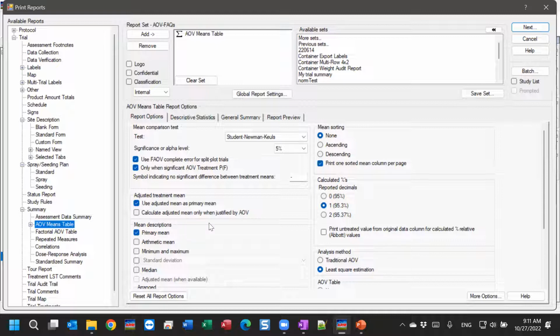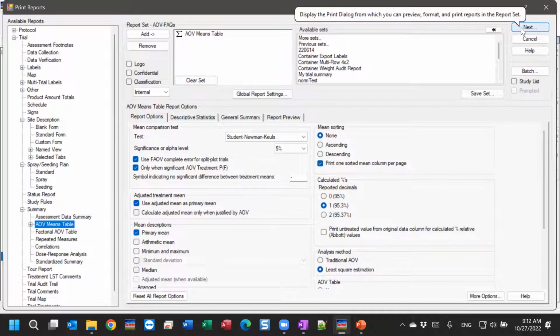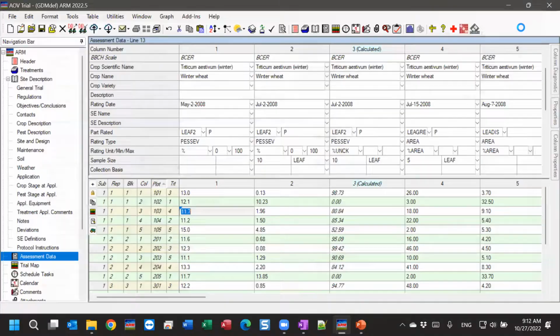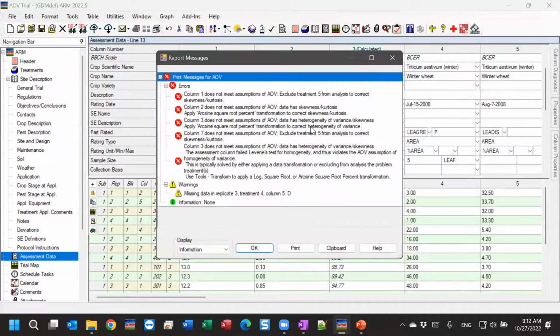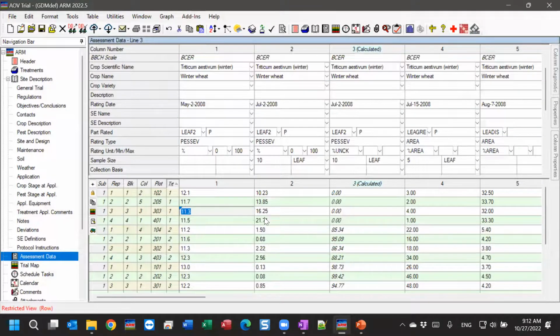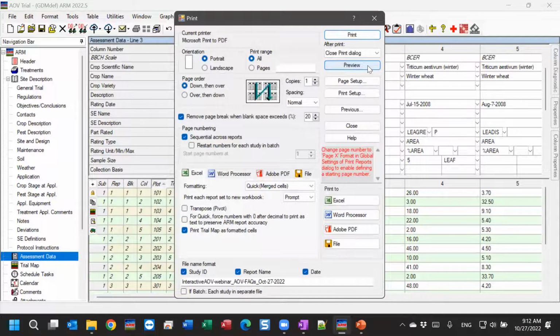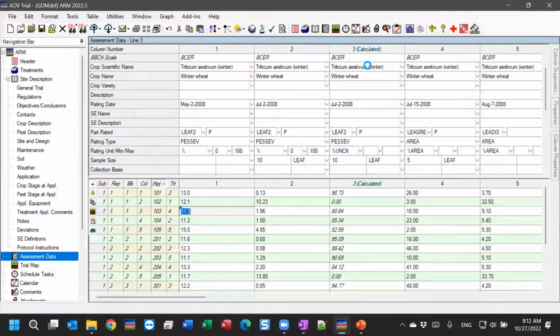We've got a lot of different options. I think just to start out with, I am going to preview this report and give a quick summary of what we get when we create this report. So I'm going to press next. It's going to do some analysis. And if I preview.